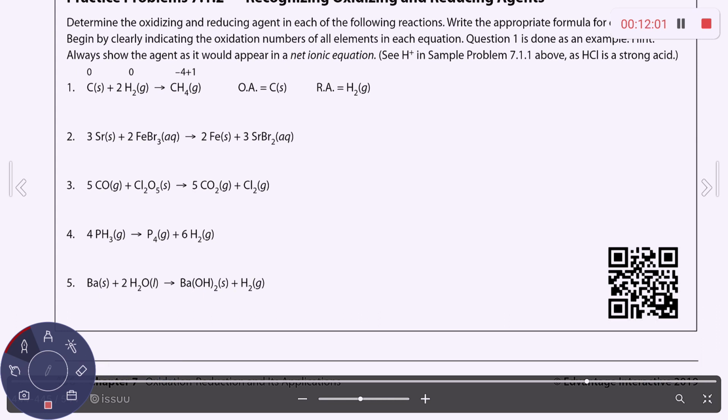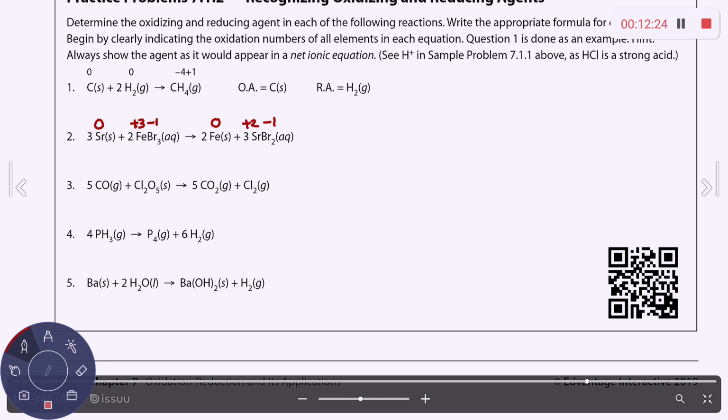What's the oxidation number for strontium? 0. How about in FeBr3, what would bromine be? -1. Fe would be +3. Okay, we ignore the coefficients. That's the biggest mistake people make. This is elemental iron. It's 0. Bromine over here is -1 because it's a halogen. Strontium would be +2. That makes sense because strontium is an alkaline earth metal.